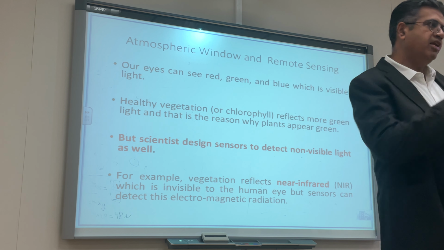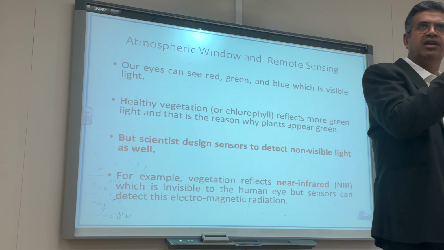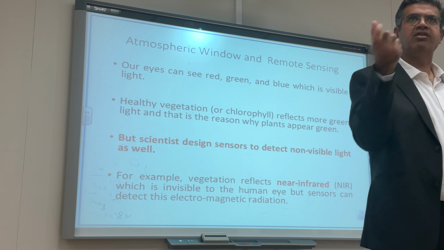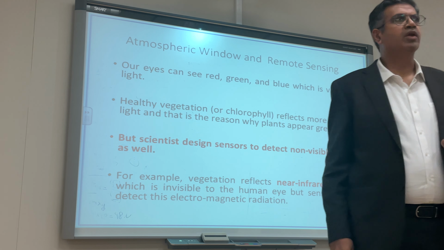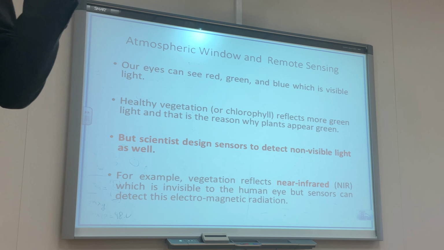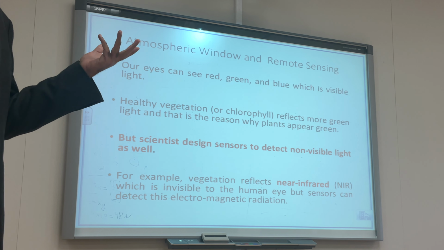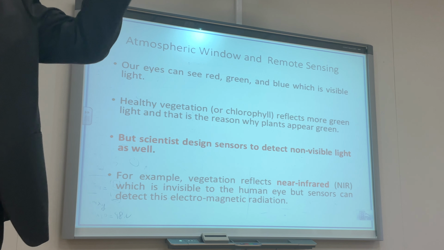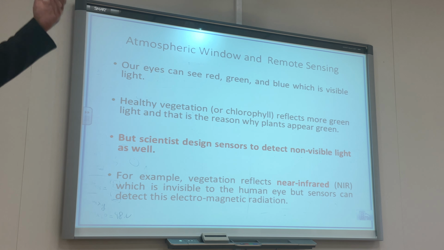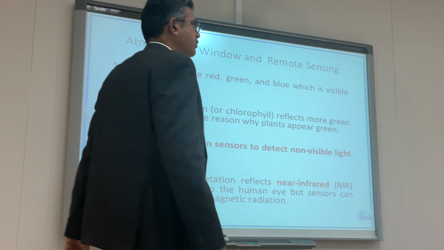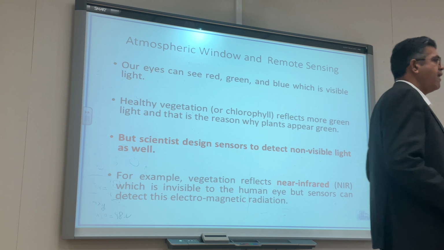If one is reflecting more and the other is reflecting less, then the object will appear of the color that is reflected more. Okay, the leaves, vegetation. What is the color of vegetation? Green. And why is it green? Because the green color is reflected more than the blue color or the red color or the other colors. So it is appearing green in color. So this thing you have to keep in mind.